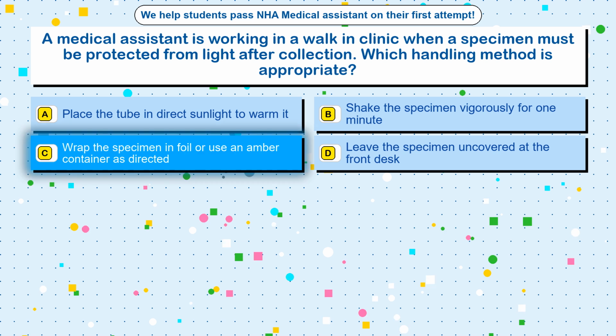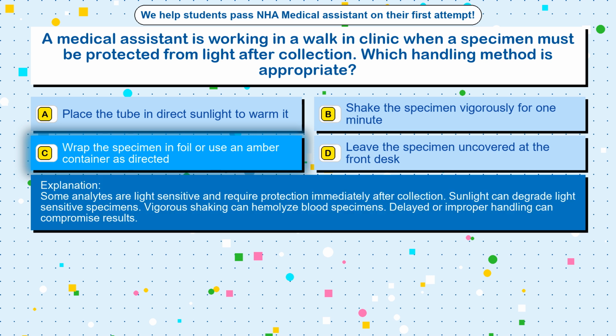Wrap the specimen in foil or use an amber container as directed. Some analytes are light sensitive and require protection immediately after collection. Sunlight can degrade light sensitive specimens. Vigorous shaking can hemolyze blood specimens. Delayed or improper handling can compromise results.